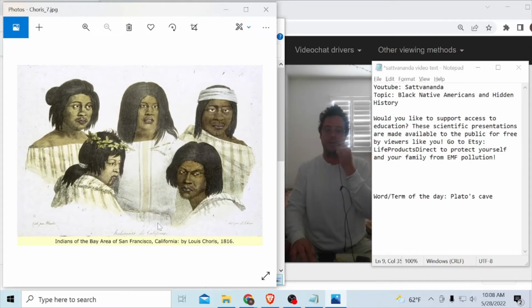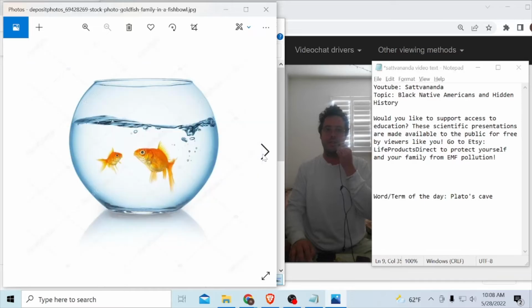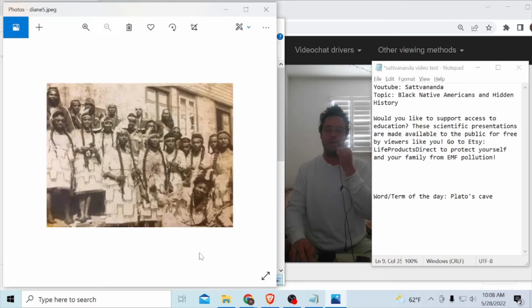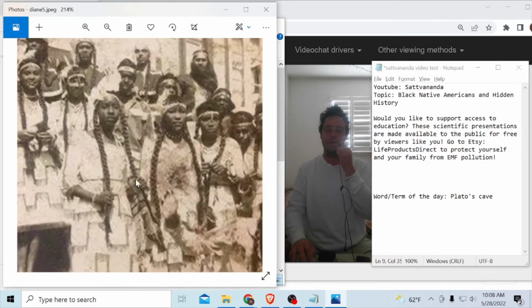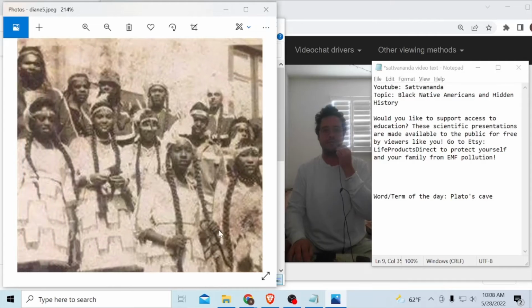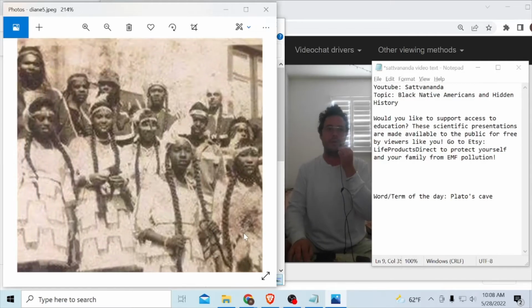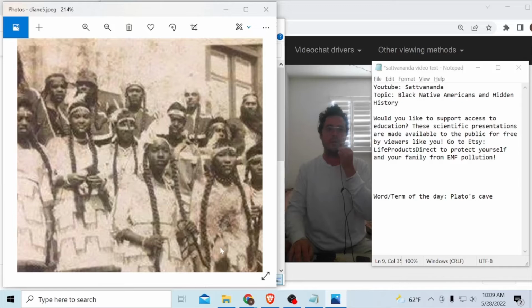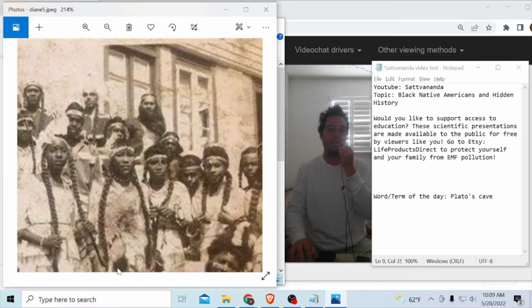We have archaeological evidence of the black phenotype, black faces, bone structures, and as well as heritage all over the United States, as well as Middle America, Mesoamerica, and South America. So we're going to keep going here. Here's another photo of Native Americans who are obviously of African descent.